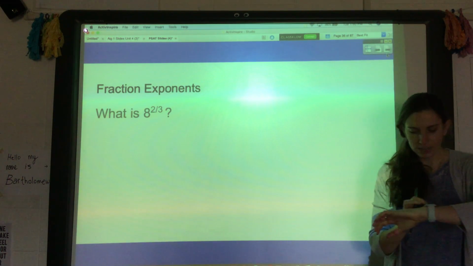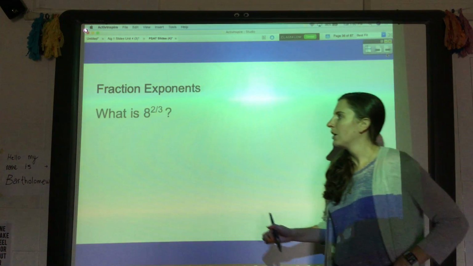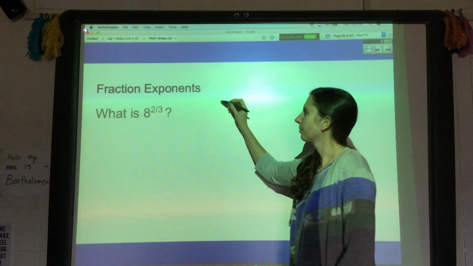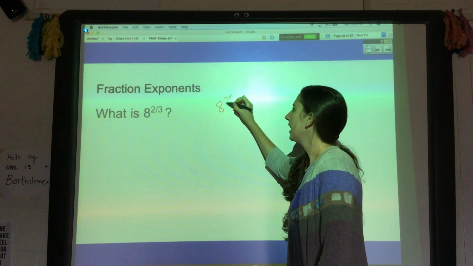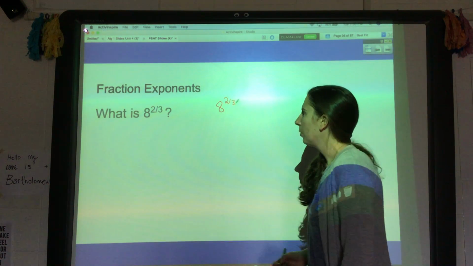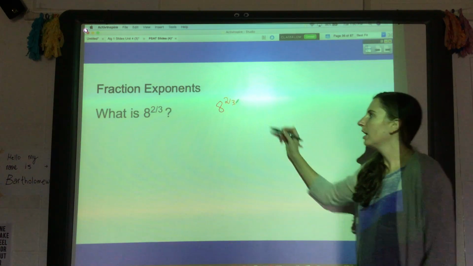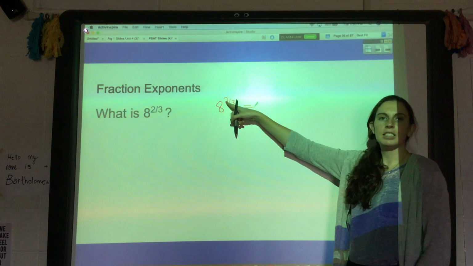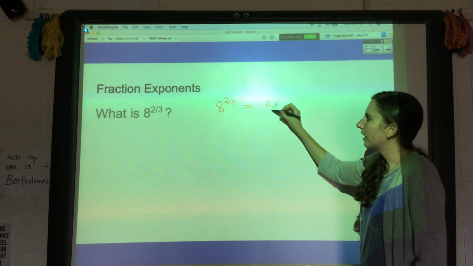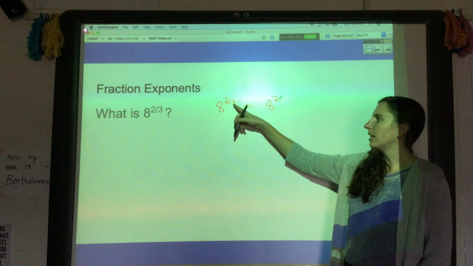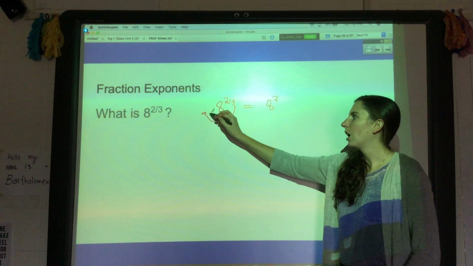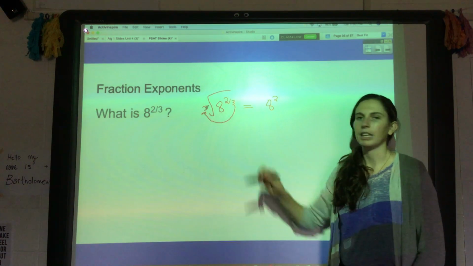Let's talk fraction exponents now. Fraction exponents are actually radicals. So if I have 8 to the 2/3 and I want to express that in a different way, remember 8 to the 2nd power stays where it is, and then the 3 is actually a radical of 3.